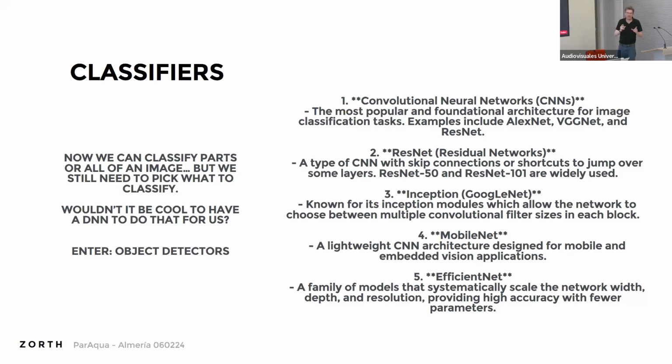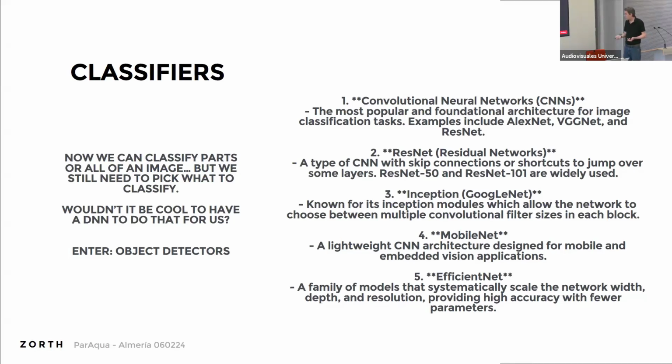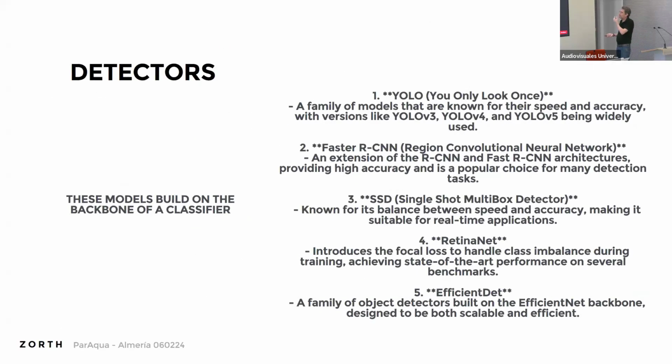Okay, so here's the quick conclusion to this part. We can now classify parts of an image or the whole image, okay? And we still need to pick what to classify, right? It would be cool if we had an AI to do that for us. That's what we call object detectors. So let's look at detectors.